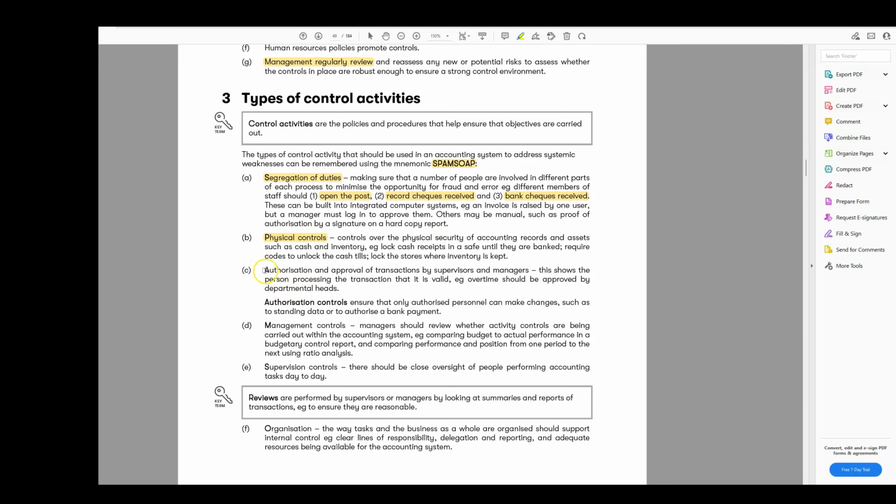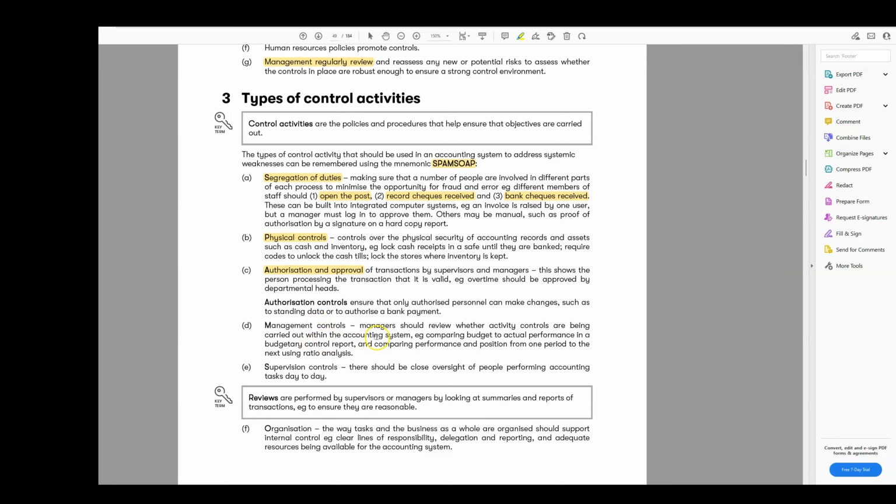Authorization and approval. For example, every company has an authorization policy. If the transaction is big, for example, more than 5,000, you have to get the authorization from your director. If the amount is less than 500, you need to get the approval from your line manager. So there should be an authorization and approval policy or procedure so that no one can do whatever they like.